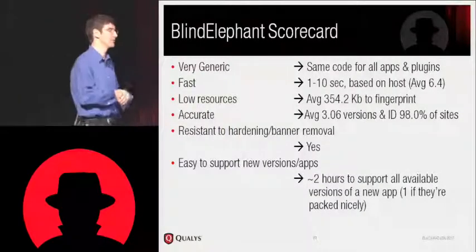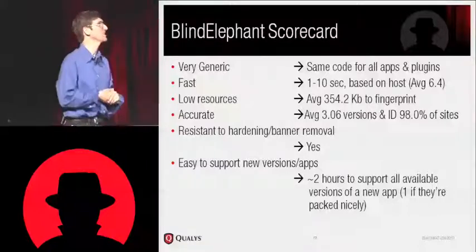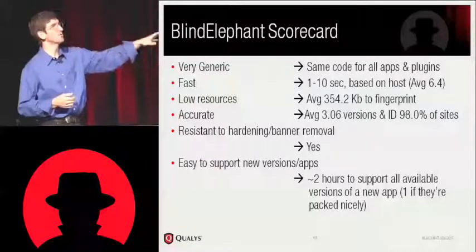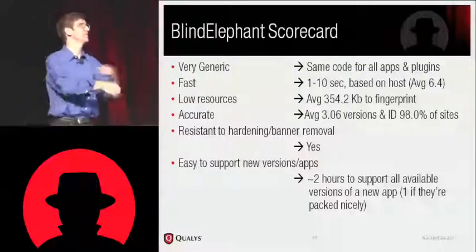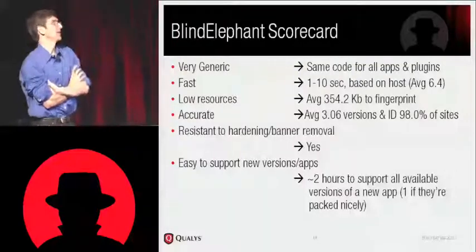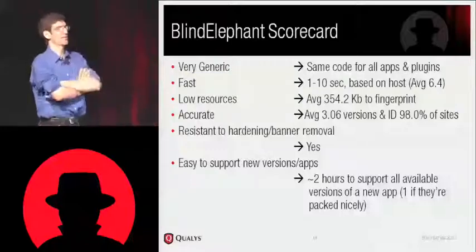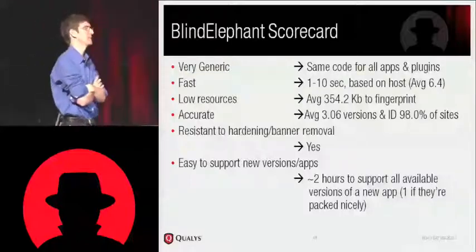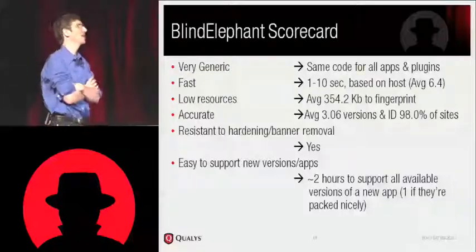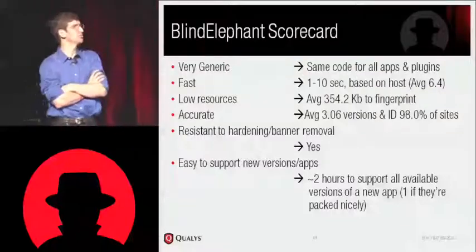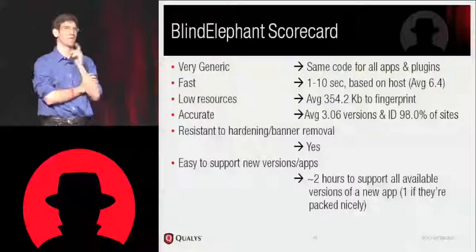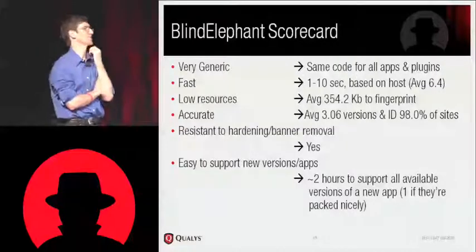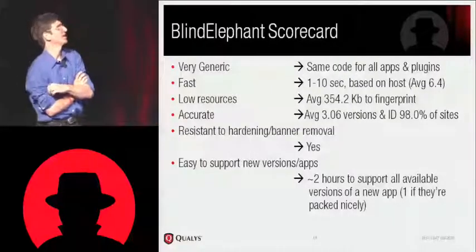So how'd we do? We were talking about things that we want in a web application scanner. It's very generic. We use the same code for all apps and plugins. It's very fast. We'll get you done in under 10 seconds, hopefully. Low resources, that's the average of what we pull down from the remote site. It can be a little bit less or a little bit more. Accurate, 2, 3 versions. Pick up an ID on 98% of sites. I'll figure out what's up with that other site, and we'll get it for sure.